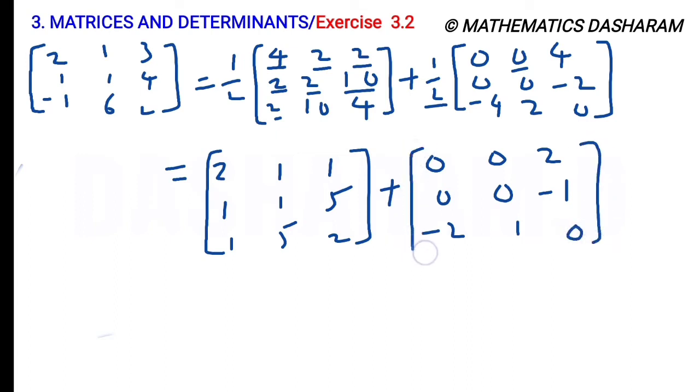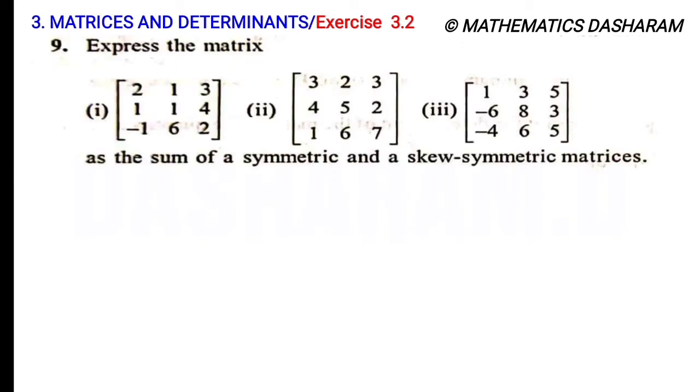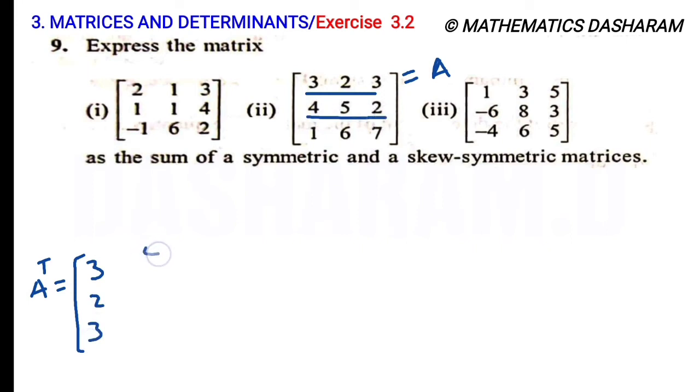So now the given matrix is expressed as a sum of the symmetric and skew symmetric matrices. Next, similarly, find out the second one. First of all, take this as a matrix A. First I am going to find the A transpose matrix. So A transpose equals, first row will become first column: 3, 2, 3. Next here 4, 5, 2. Next 1, 6, 7.